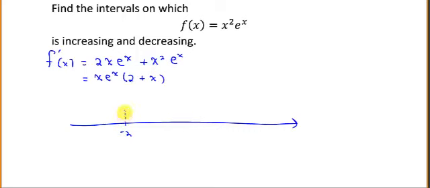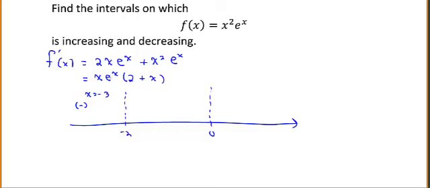I'll put a little dotted line there, and at 0, it's 0. I'll put a little dotted line there. Now, if we look at a value of x in this region, let's say x is equal to -3. If x is negative 3, then x is negative.